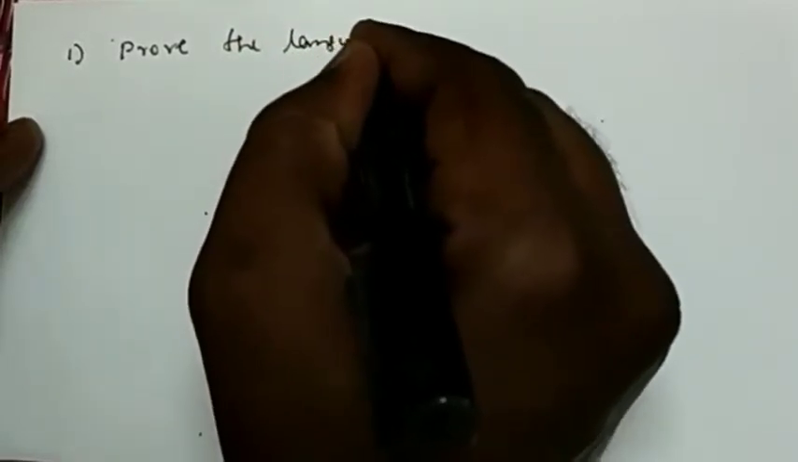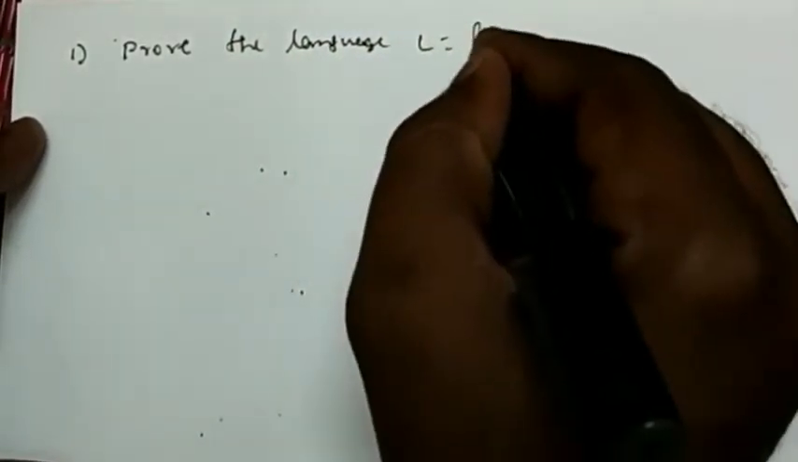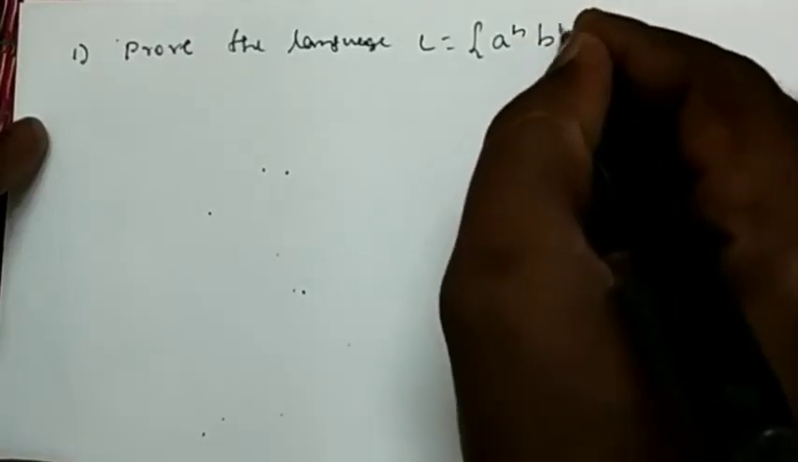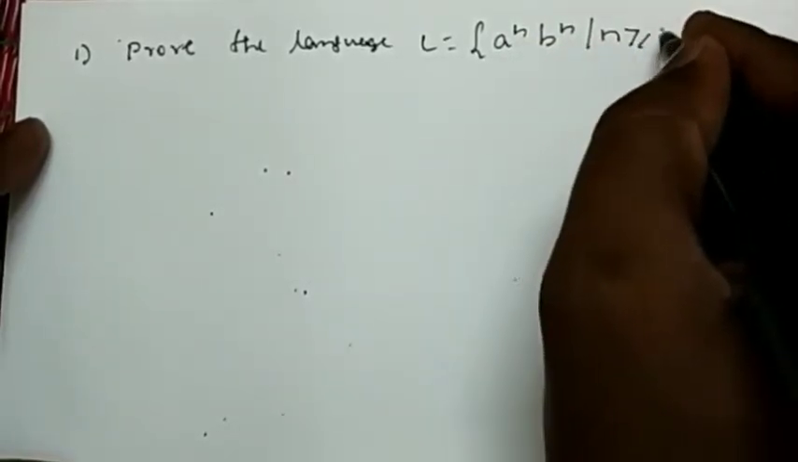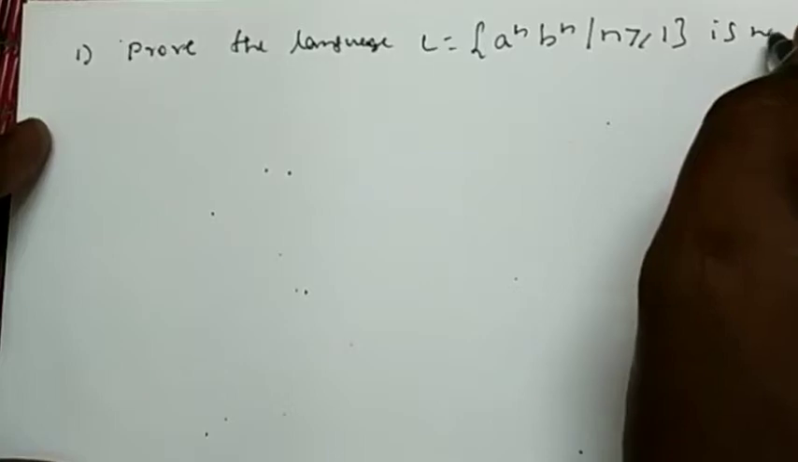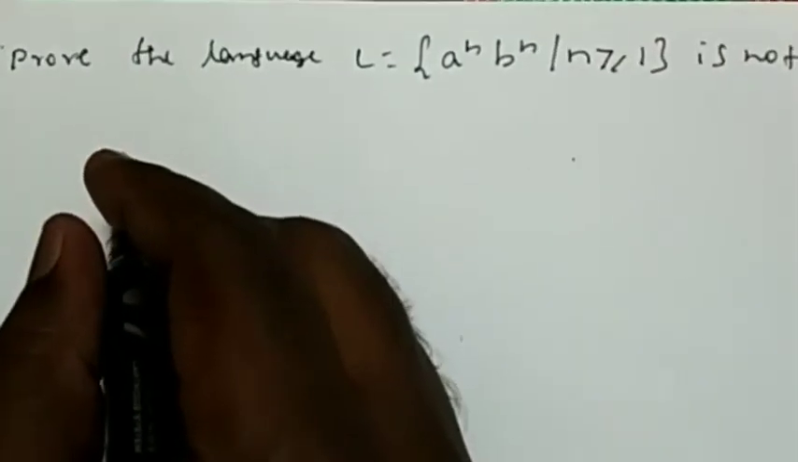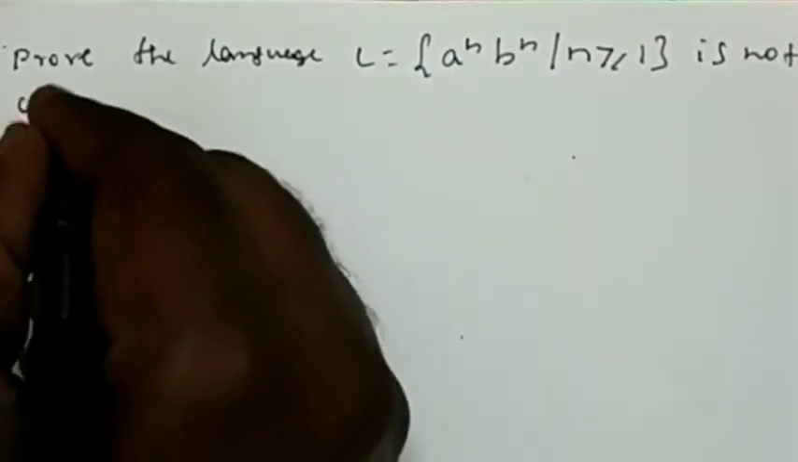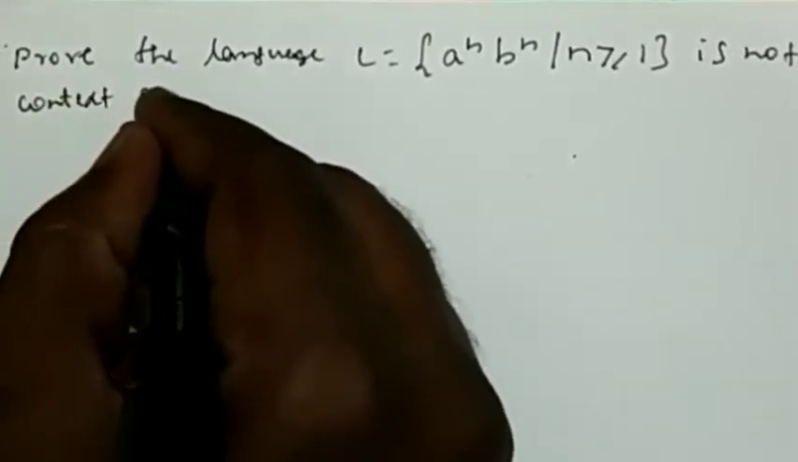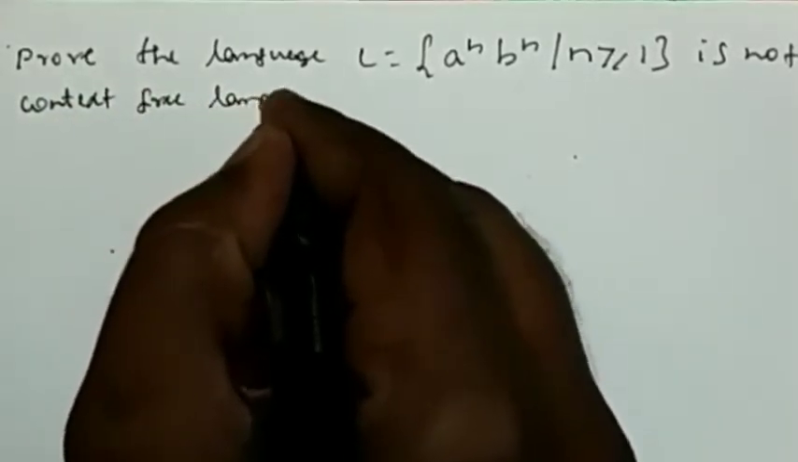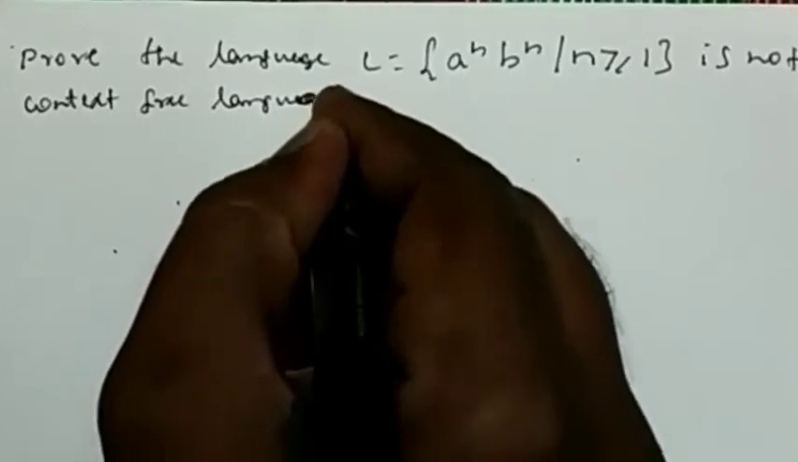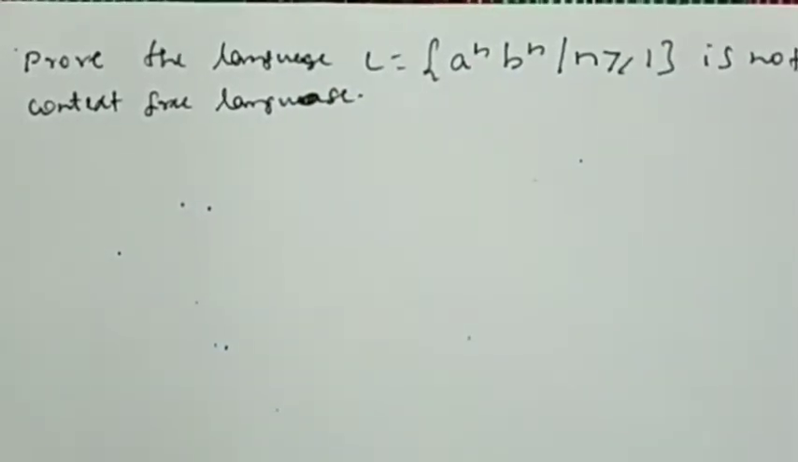So problem number 1, prove the language L equal to a to the power of n, b to the power of n, where n is greater than or equal to 1, is not context free. It's not a context free language. Okay.